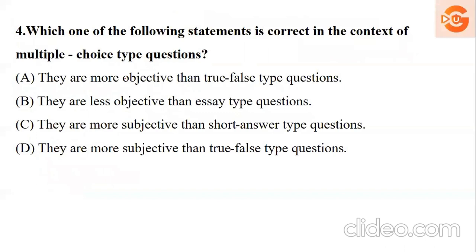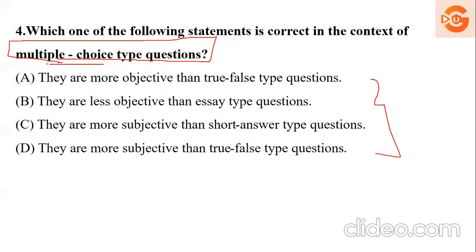Next one you have is, which of the following statements is correct in context of multiple choice questions, that is MCQs. I'll read it once again. कौन से statement, following statements में से कौन से statements correct है in context of MCQs. So when we talk about MCQs, definitely they are the objective questions. तो अगर हमारे options में suppose subjective आता है, so that cannot be an option.